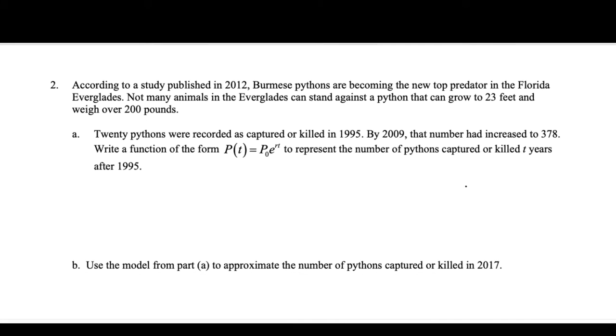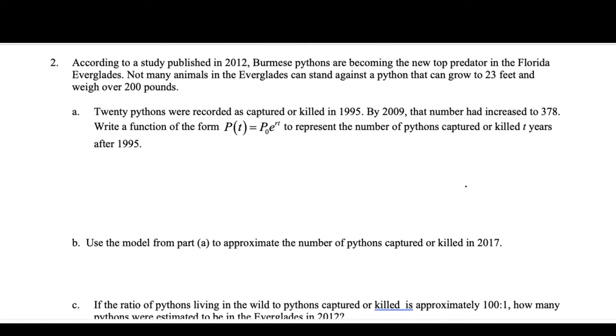Let's look at another example. This one involves modeling population growth. According to a study published in 2012, Burmese pythons are becoming the new top predator in the Florida Everglades. They are an invasive species. They're not native to the Everglades. They were introduced from somewhere else, from Burma. Not very many animals in the Everglades can stand against a python that can grow to 23 feet and weigh over 200 pounds.